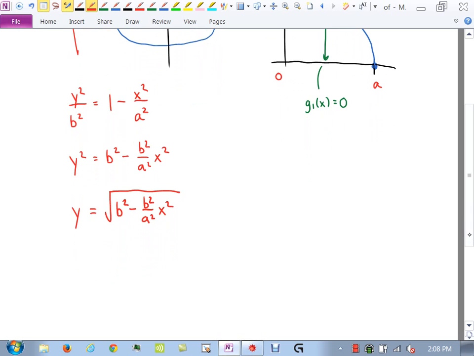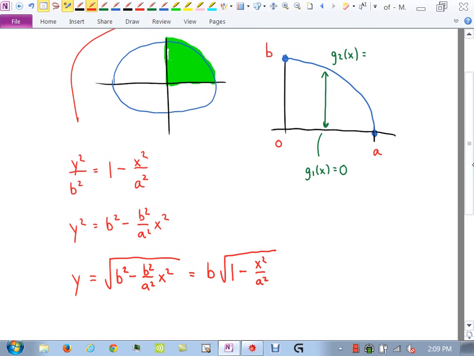Can I clean that up at all? How about b squared? Can I factor b squared out of both and then pull the square root out as a b? Because a and b are constants, right? I mean, keep that in mind here. So this is b, then what? 1 minus x squared over a squared. Okay, there you go. So back up to that g: g2 of x is b square root of 1 minus x squared over a squared. Do y'all follow this? Okay.